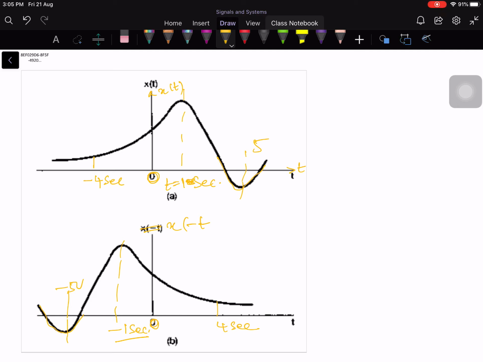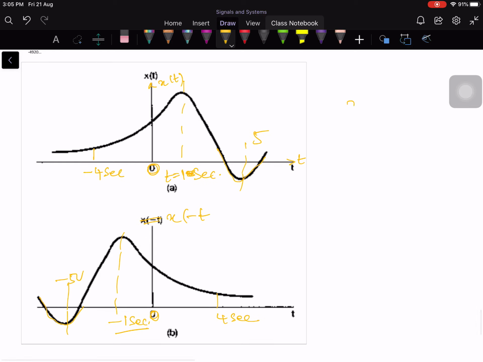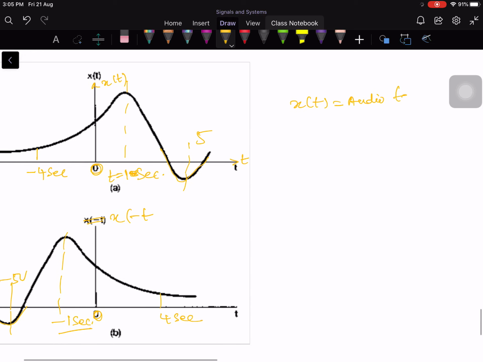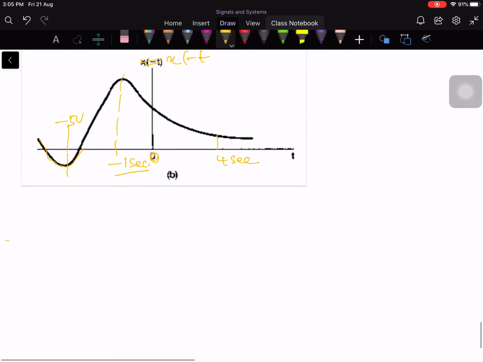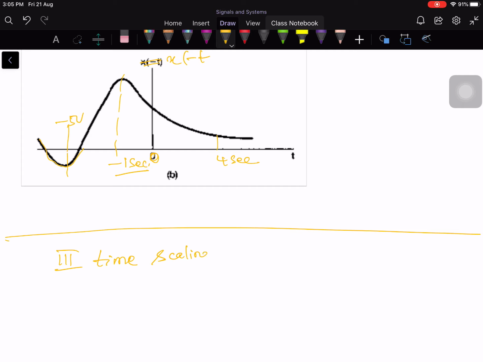Thus, if x of t represents an audio tape recording, then what is x of minus t? Then x of minus t is the same tape recording played backward, not in the normal direction. So you are playing in the backward direction. So that's all about time reversal. And the third operation is called time scaling. This is a very, very important operation.